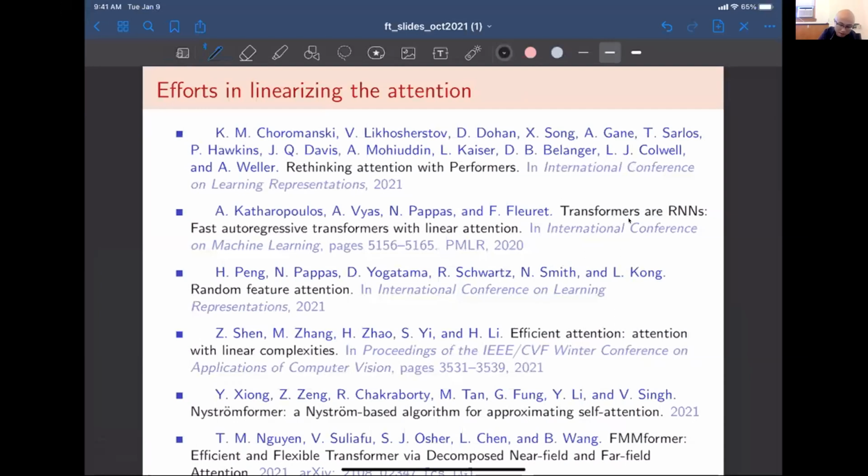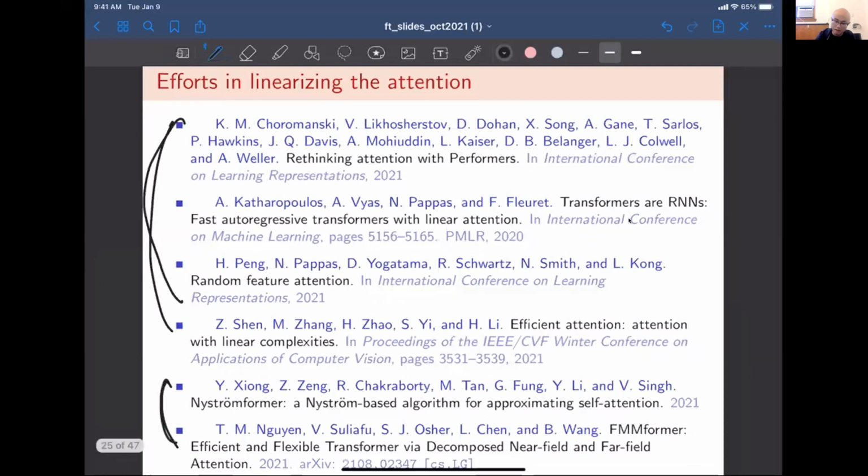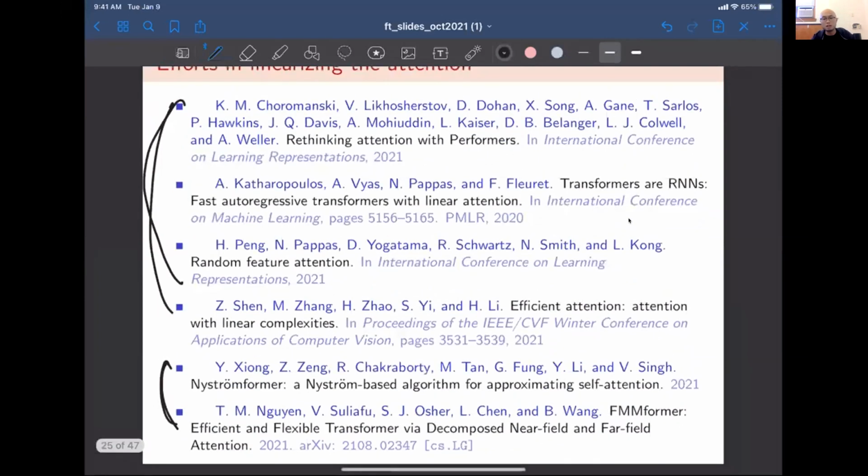There are two main approaches in linearizing the transformer. The first one is the first three, and the second one is the last two. The first three leverage a feature map. And this one, they try to do some near field or far field. For example, this one, the fast multipole, they try to exploit the low rank structure of the attention.